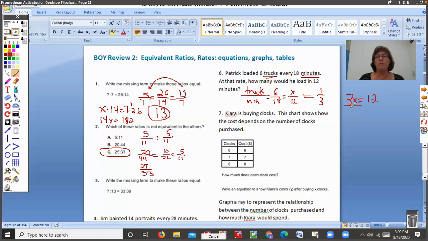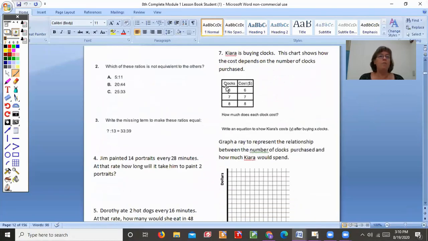We divide both sides by 3, and we end up with x is equal to 4. And so our answer is 4 trucks. We have to be really careful with that because there's our x. So it's trucks. So it's 4. The next one's problem number 7 right here.